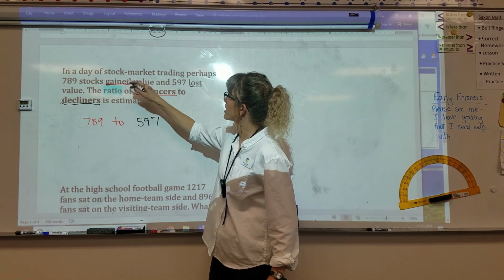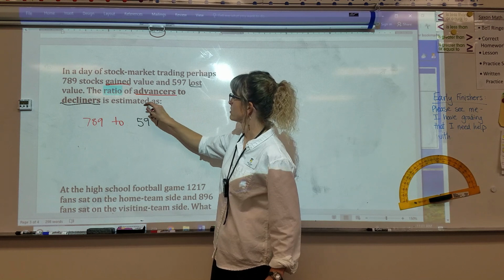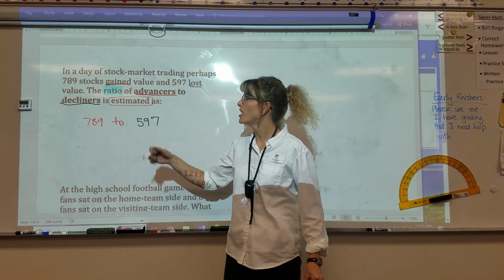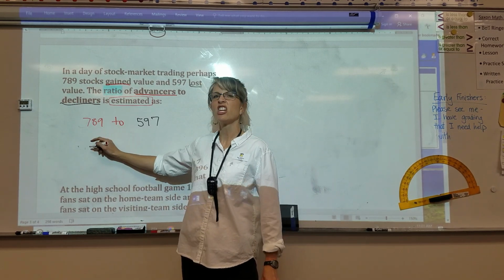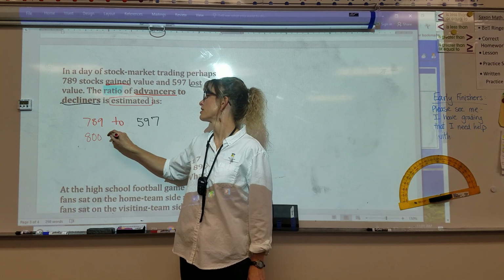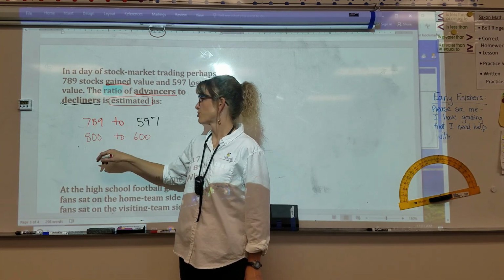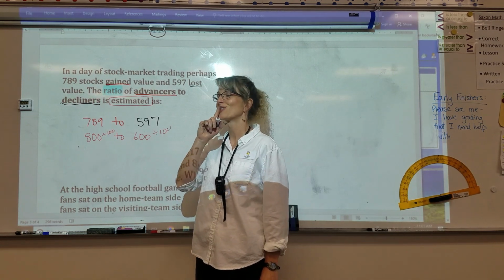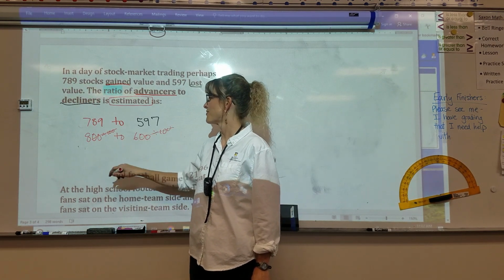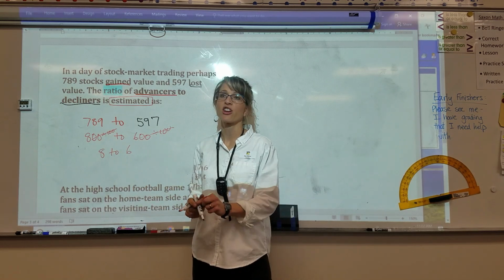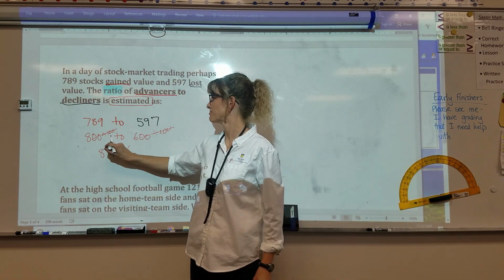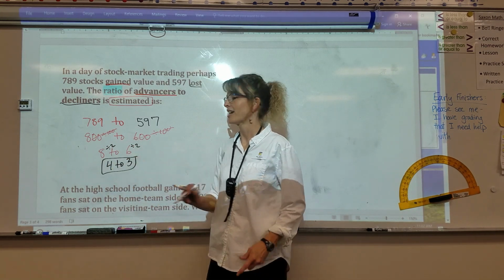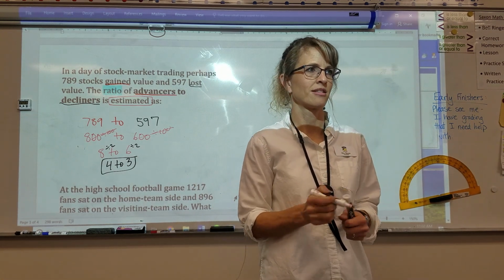But, keyword here, it says estimated. Since we are estimating, we can round these numbers to the nearest, I'm thinking, the nearest 100. So let's go with 800 to 600. Let's reduce. I see a factor of 100. That gets rid of my zeros, and I'm left with 8 to 6, but I have another common factor. That's 2. That gives me 4 to 3. Okay, that's much easier. Any questions? All right.